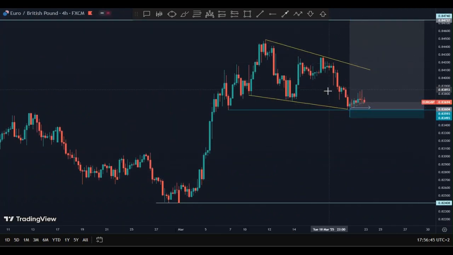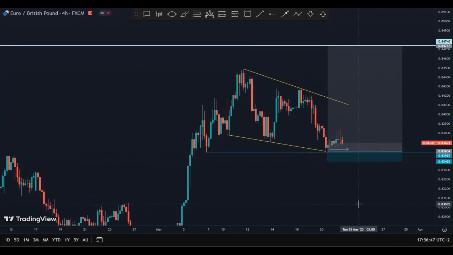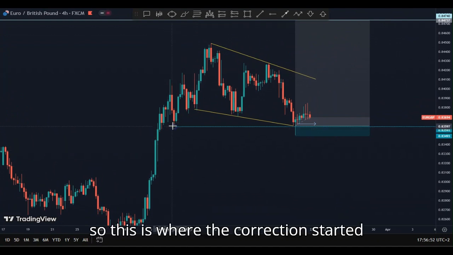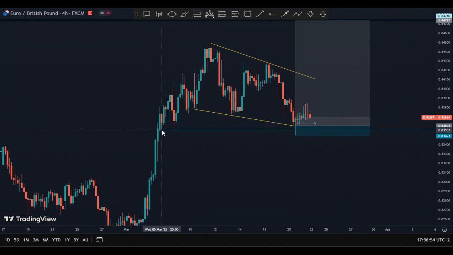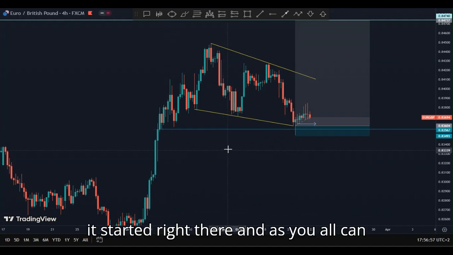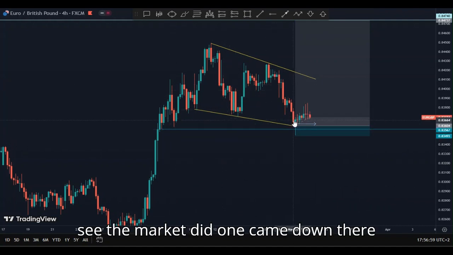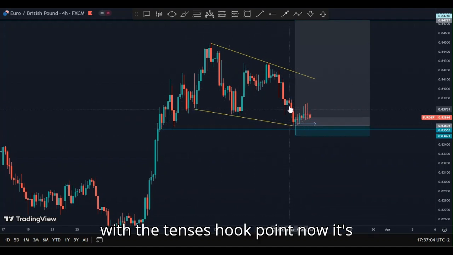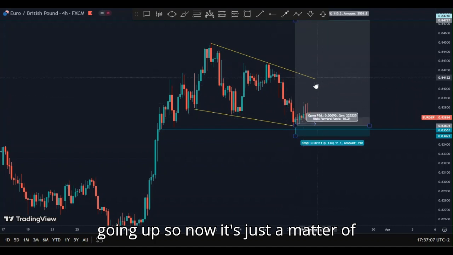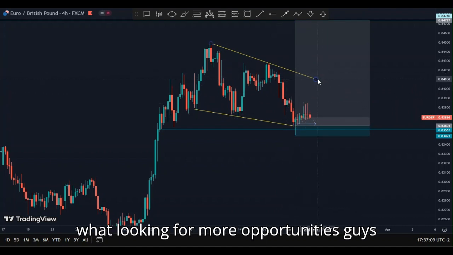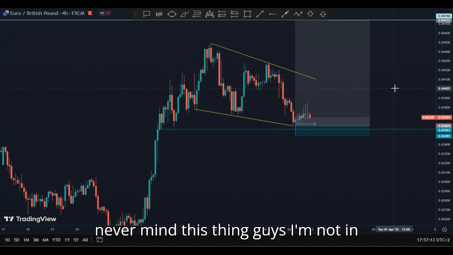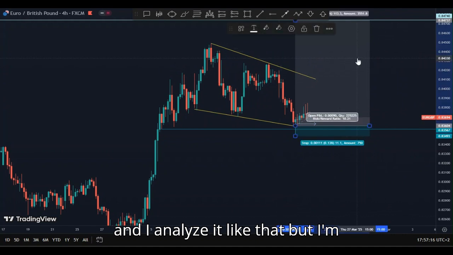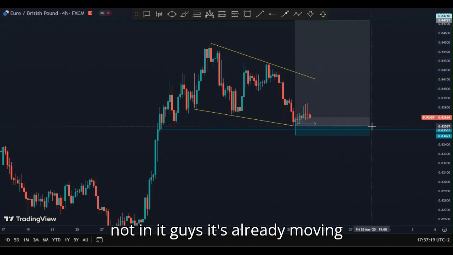As you can see, this is where the correction started, guys. It started right there, and as you can see, the market came down to test this hook point. Now it's going up. So now it's just a matter of looking for more opportunities, guys. Never mind this thing, guys. I'm not in this trade. I just saw it and I analyzed it like that, but I'm not in it, guys. It's already moving.